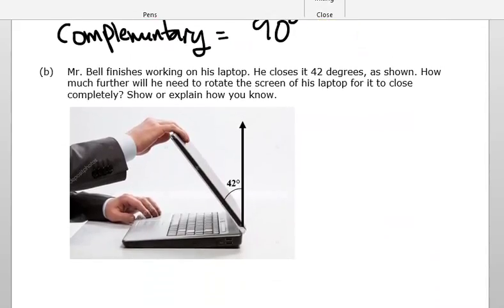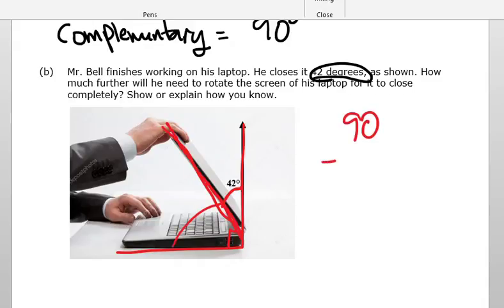Here's another one. Mr. Bell finishes working on his laptop. He closes it at 42 degrees as shown. How much further will he need to rotate the screen of his laptop for it to close completely? Show or explain. Okay, so we're starting here. Okay, so we were starting at this 90-degree angle. And he closed it 42 degrees. And so to get the rest of this angle, I have my two sort of adjacent angles here. To get the rest of this angle, I would go 90 minus 42.